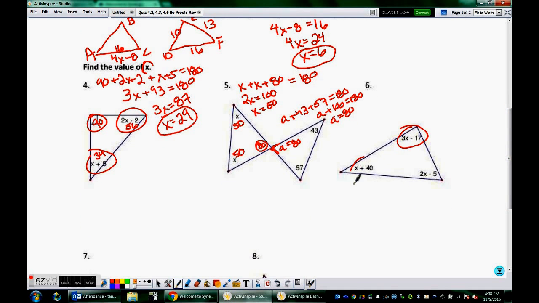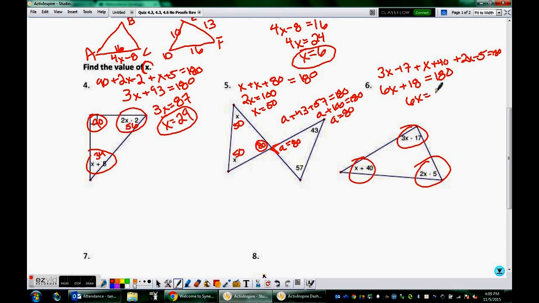For number 6, again, I know the three interior angles of a triangle have to add up to be 180. So I've got 3x minus 17 plus x plus 40 plus 2x minus 5 is going to equal 180. So I've got 3x, x, and 2x. So that's going to be 6x, minus 17 plus 40 minus 5 is going to be plus 18.